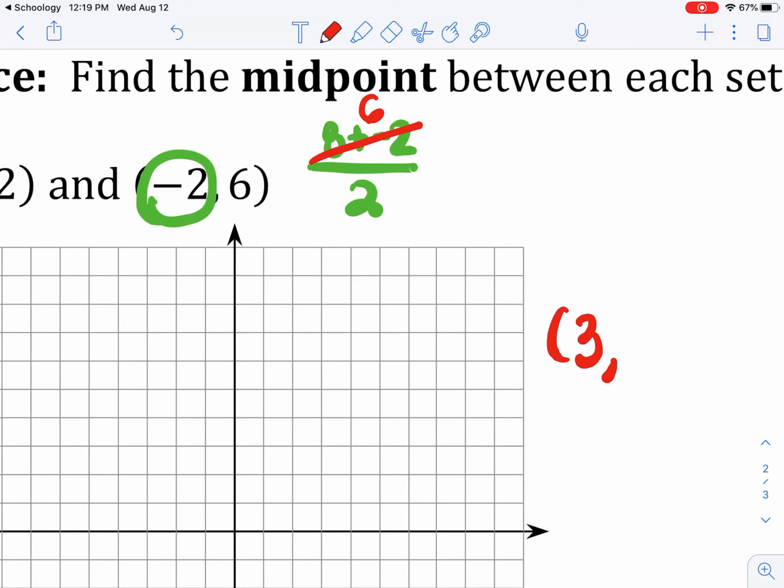Bet you it's not 3. The reason why is because your calculator is doing order of operations. It's dividing by 2 first because it doesn't realize that the 8 plus negative 2 is in the numerator, okay? So if you're using your calculator, make sure you do 8 plus negative 2, enter, divided by 2, enter, so that it knows that you have to add the numerator together first.